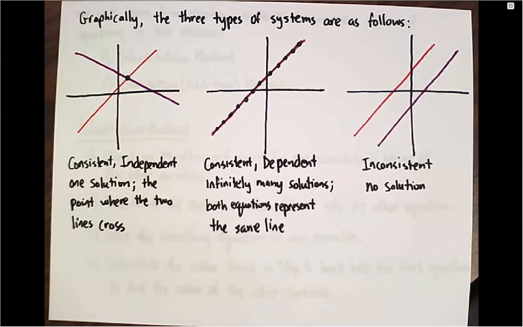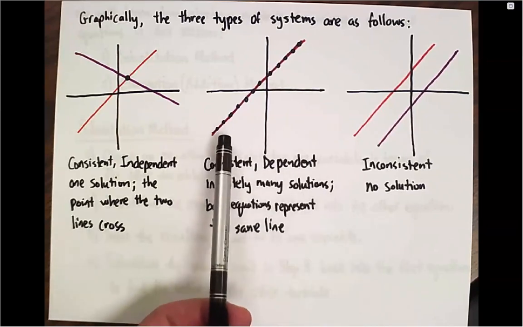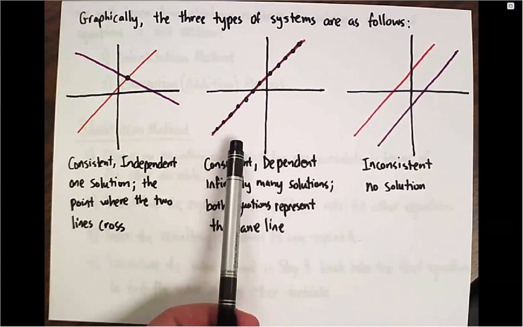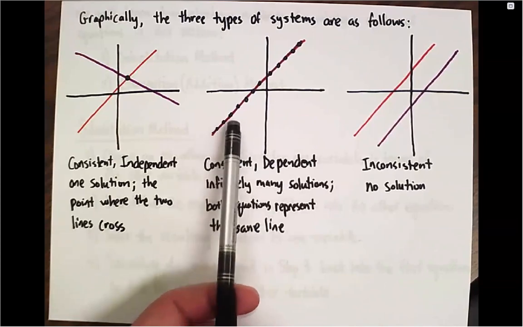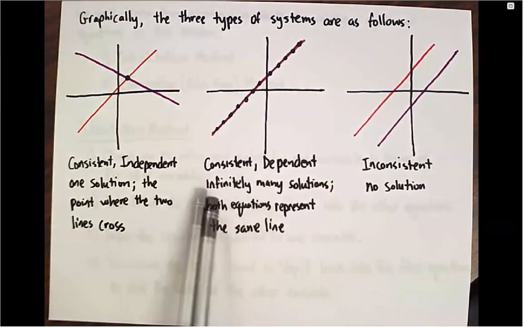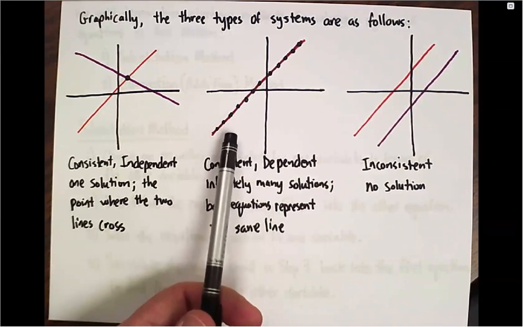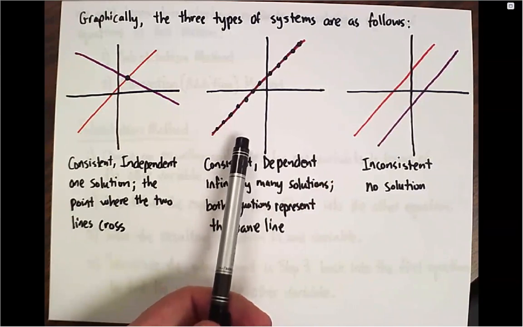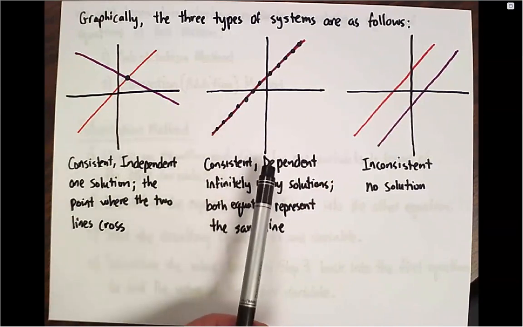If you graph both of the equations and you get the same line twice, then they cross in infinitely many ordered pairs, because they're the same line. This is what a dependent system would look like if you were solving by graphing. I'm not gonna ask you to solve by graphing. I just want you to see what they look like.